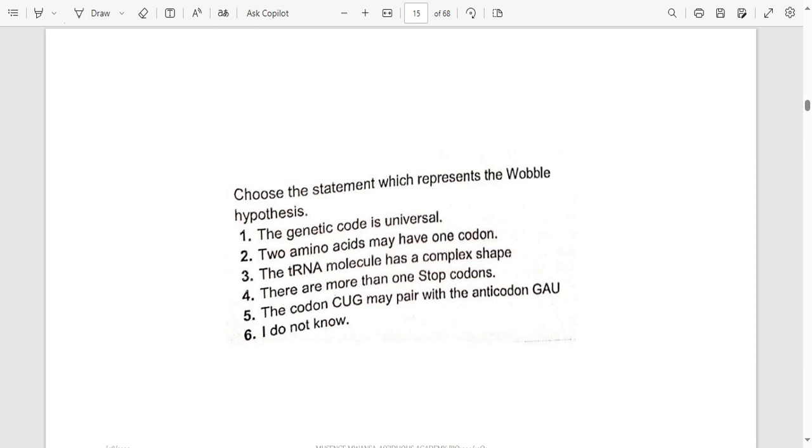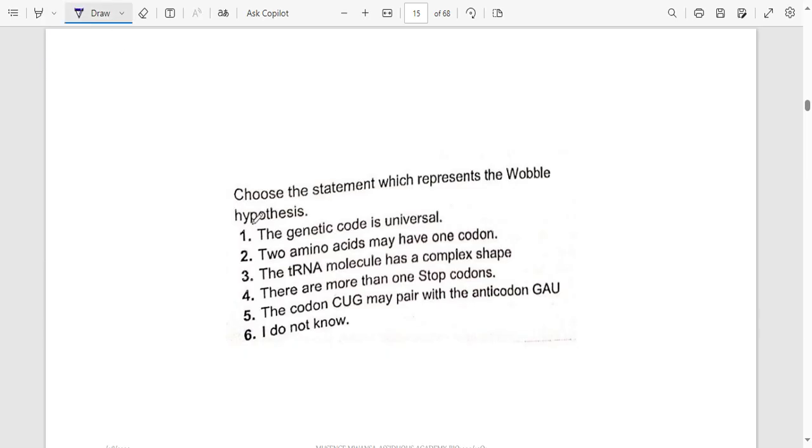Choose the statement which represents the Wobble hypothesis. The genetic code is universal. Two amino acids may have one codon. The tRNA molecule has a complex shape. There are more than one stop codons. The codon CUG may pair with the anticodon GAU. Which one do you pick about the Wobble hypothesis?